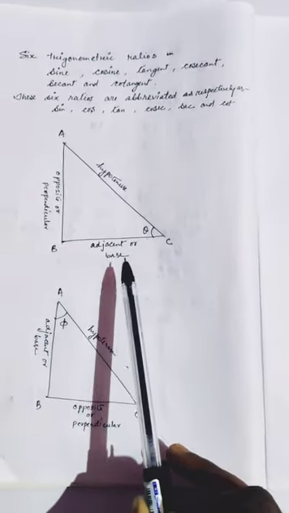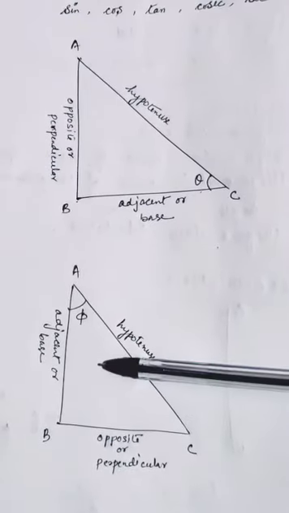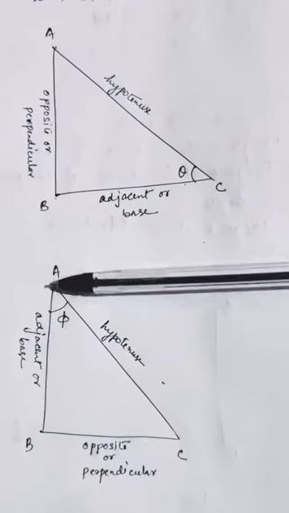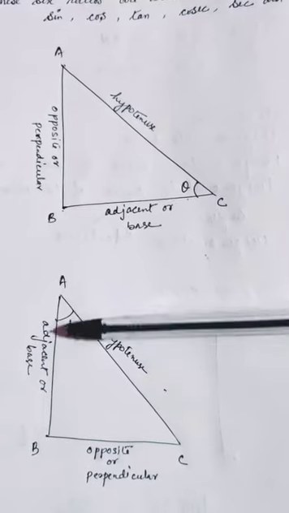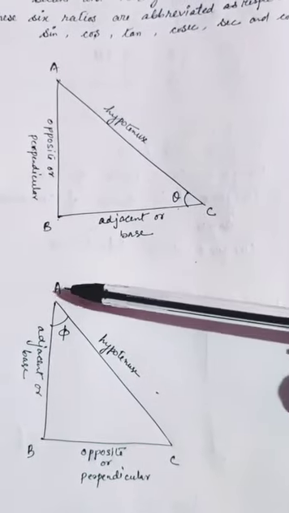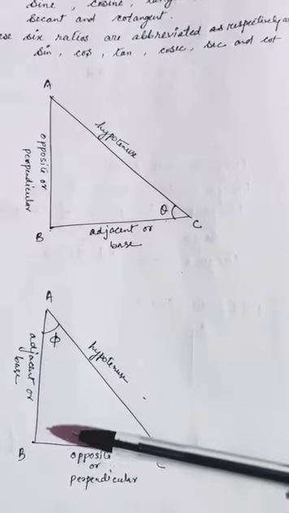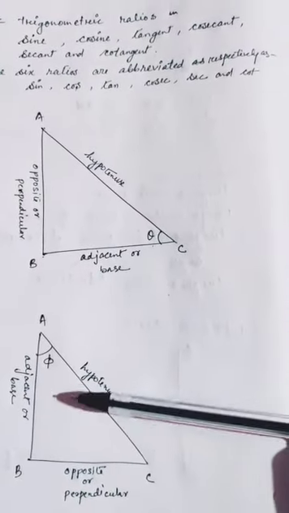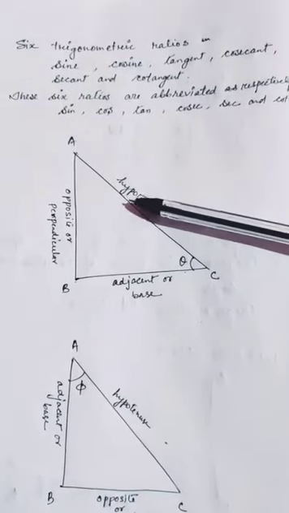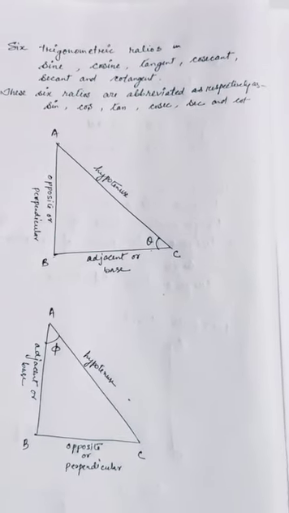and the side BC will be called adjacent or base. Again, in this diagram, when I consider this angle A, then opposite to this angle, BC will be the opposite side or perpendicular side. Similarly, AB will be the adjacent or base, and always the hypotenuse of a right angle triangle will be opposite to 90 degree. Here if you see the 2 diagrams, in both cases the hypotenuse is AC. I think it is clear to you all.